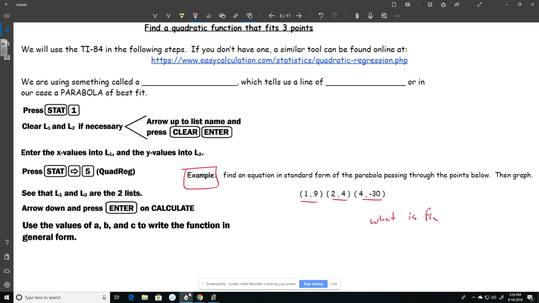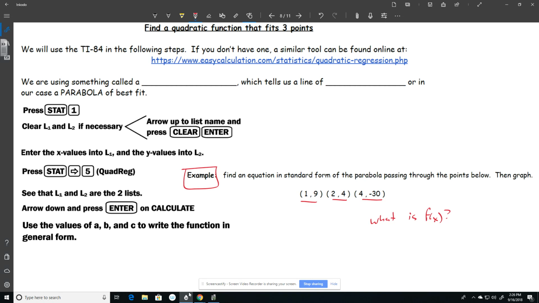So what is f(x)? What does the function look like? y equals ax squared plus bx plus c. What does it look like with these 3 points being on the parabola?